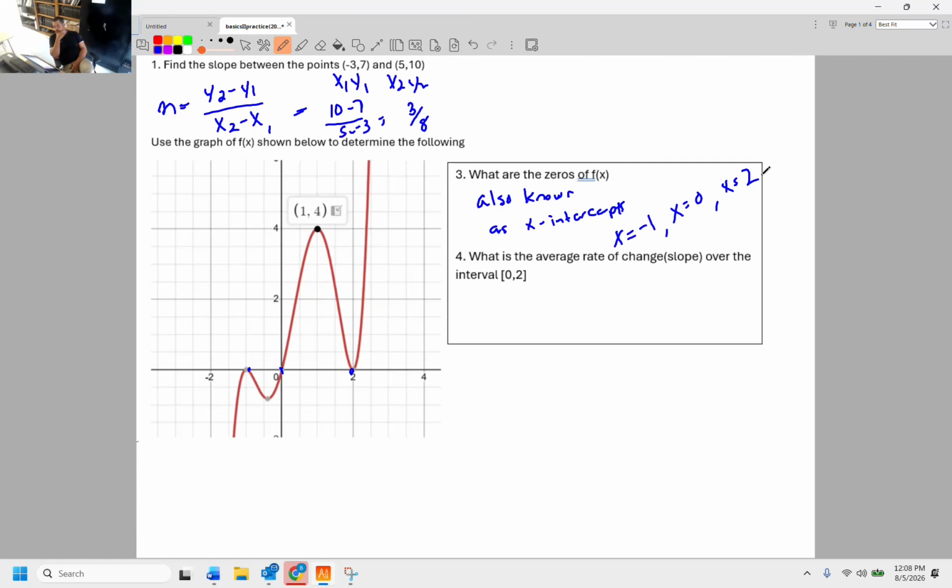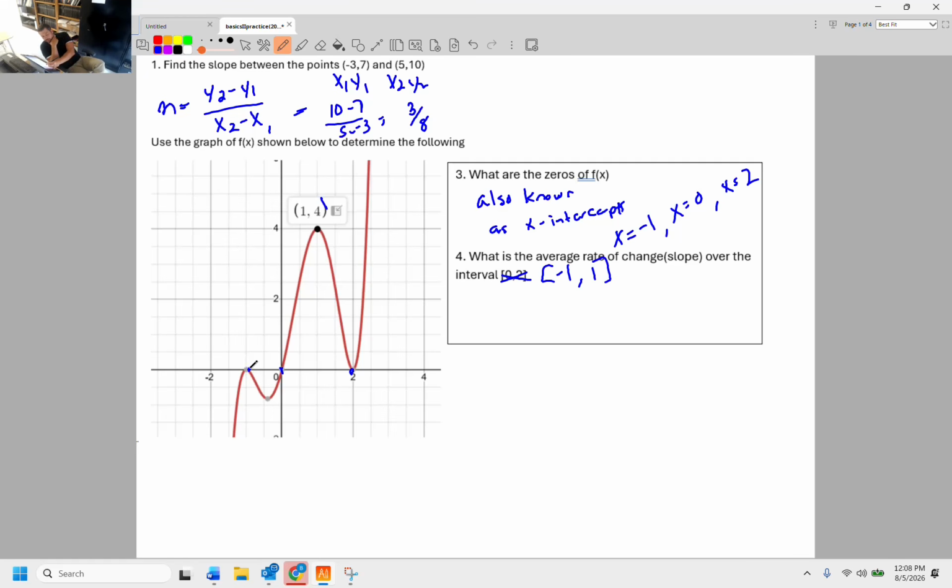All right, 4, what is the average rate of change, also known as slope, over the interval from 0 to 2? So you talk about, and that needs to be changed on this one, I need to go back and fix that. Let's say -1 to 1. I forgot to change the question, but it'll be fixed by the time you see this. So from -1 to 1.